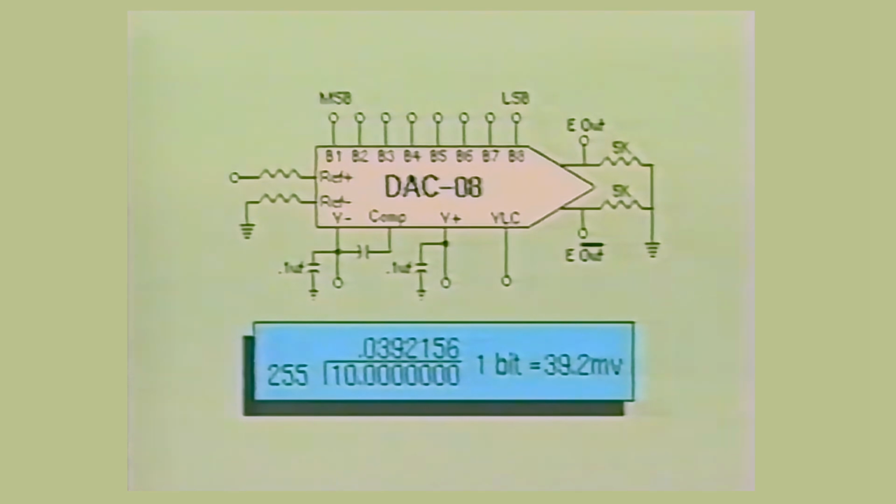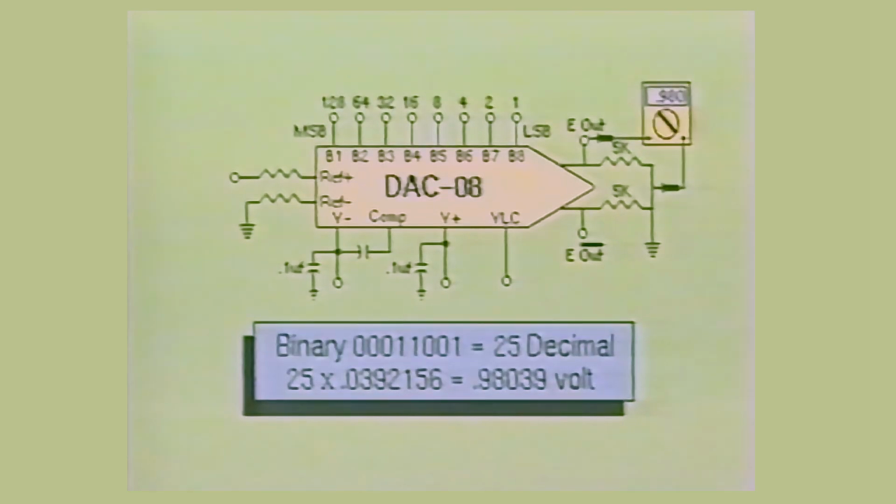Since one of the binary states must be 0, this only allows 255 states in which the output may increment from the least significant bit to full scale. When we divide the full scale voltage by the number of increments available to reach full scale, we see that each bit will increase the output by approximately 39.2 millivolts.